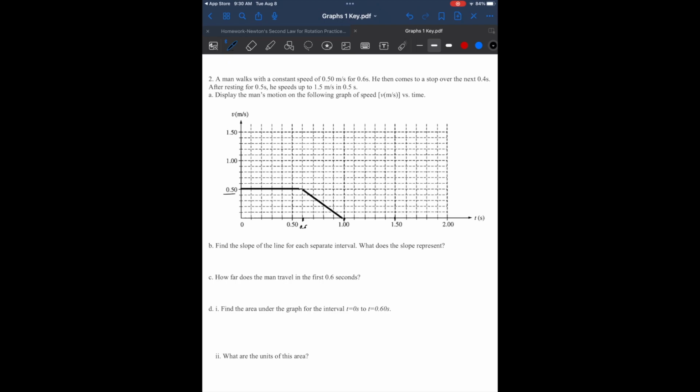That gets us to the 1.5 second mark. And then it says for the next half second, we're going to be speeding up to 1.5 meters per second. So we're going to be going up to the 1.5, but it's going to take us 0.5 to get there. So we're going to be sloping up as we go. And it'll look something like this.